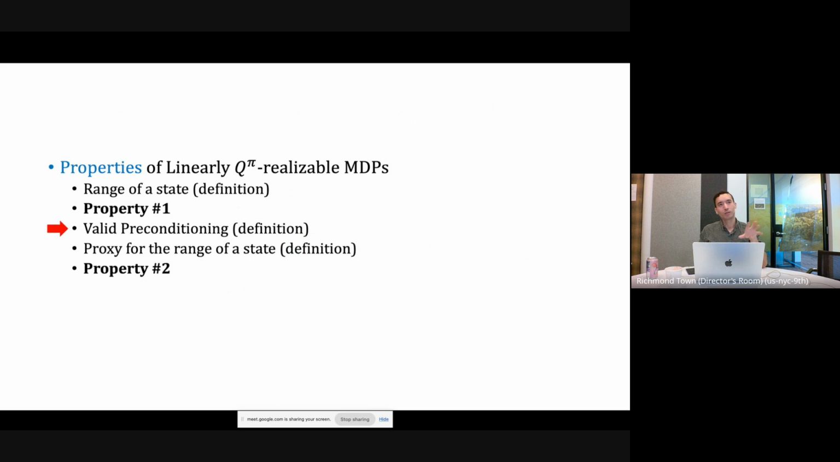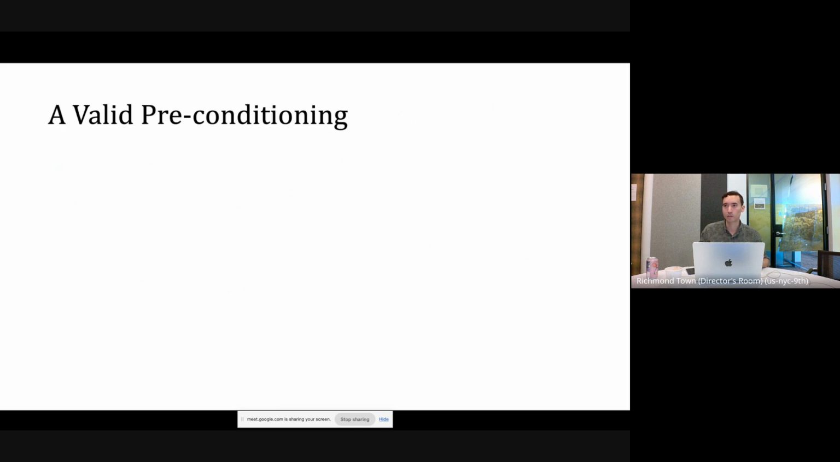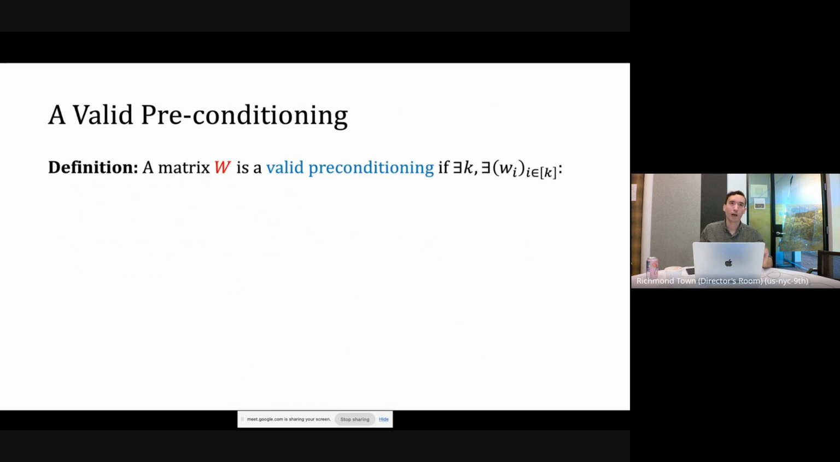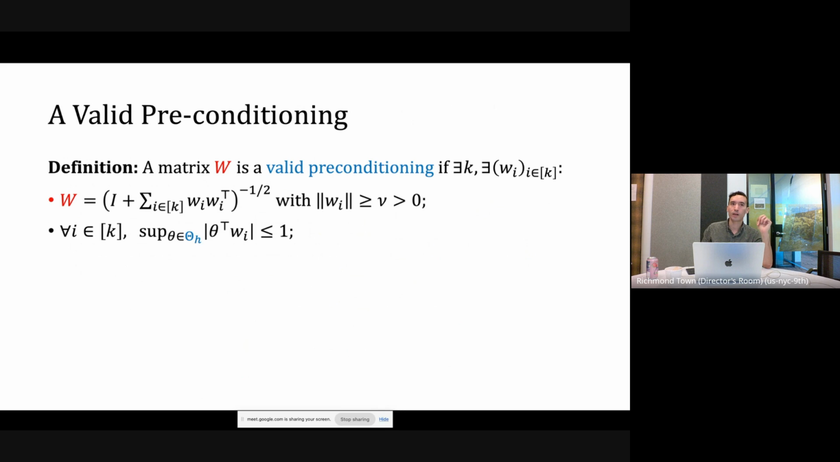Okay, so before I show you how we do that, we need a couple more definitions. So I'm going to define something called a valid preconditioning. And I promise we're almost done with the definitions. A matrix W is called a valid preconditioning if there exists a sequence of vectors Wi's such that this matrix here has this specific form. So it's the inverse of the sum of the Wi Wi transpose, where the Wi's are non-zero. And it also has this property that the inner product with any theta in the parameter space is going to be less than 1 in absolute value. And finally, you require that the Wi's are sufficiently different from one another. That's what this third condition specifies.